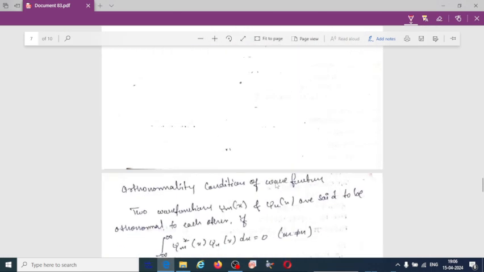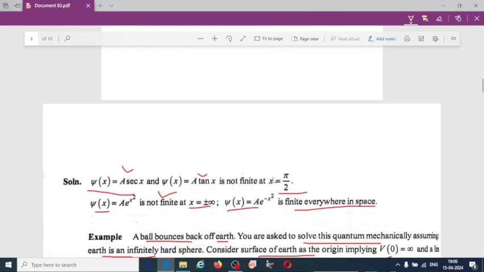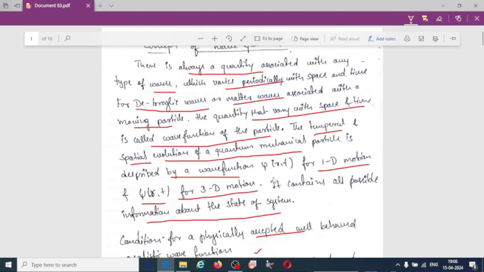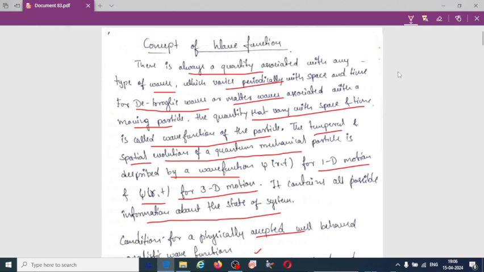So this is all about the significance of wave function, with some examples. I hope this is helpful for you to understand the concept of wave function. So that was one of the topics from quantum mechanics.